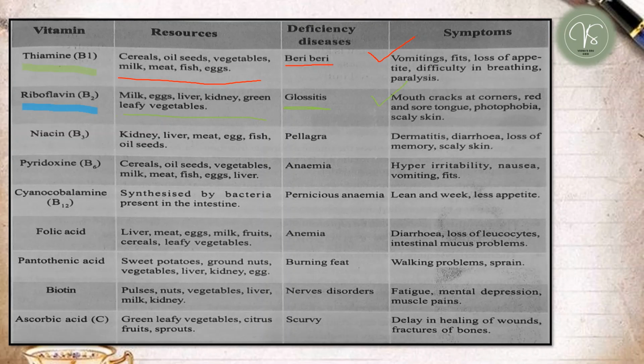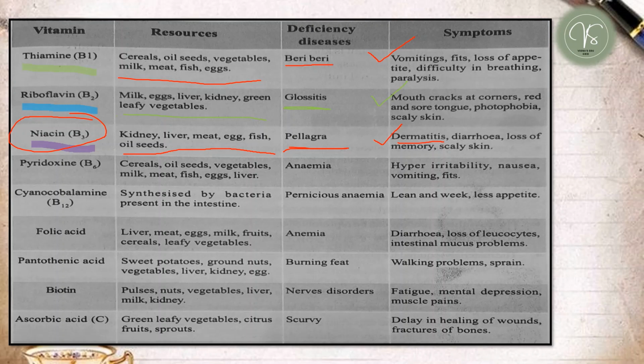The next vitamin is vitamin B3, and the chemical name of this vitamin is niacin. This vitamin B3 is essential for metabolism of carbohydrates, proteins, and fats. This is found in kidney, liver, meat, egg, fish, and oil seeds. The deficiency of this vitamin causes pellagra. Pellagra is a condition where the person develops dermatitis, that is a skin disease, diarrhea, loss of memory, that is dementia, and scaly skin.